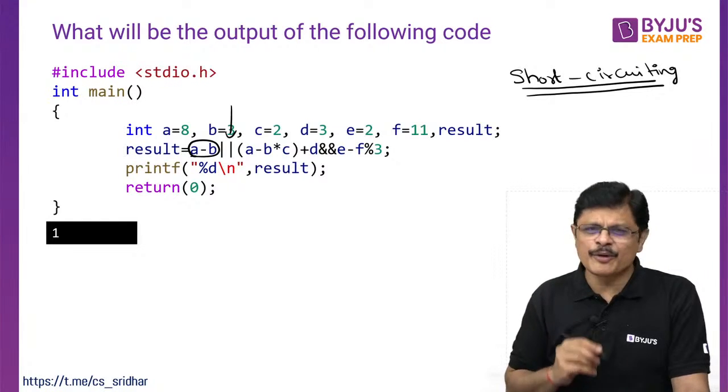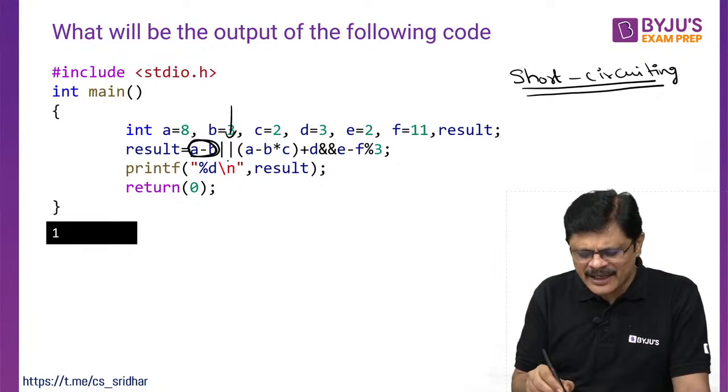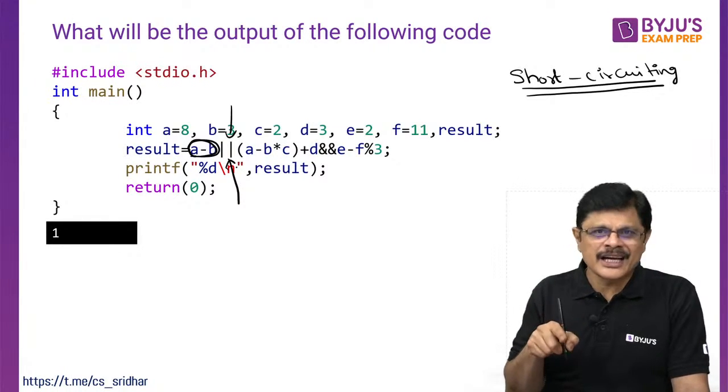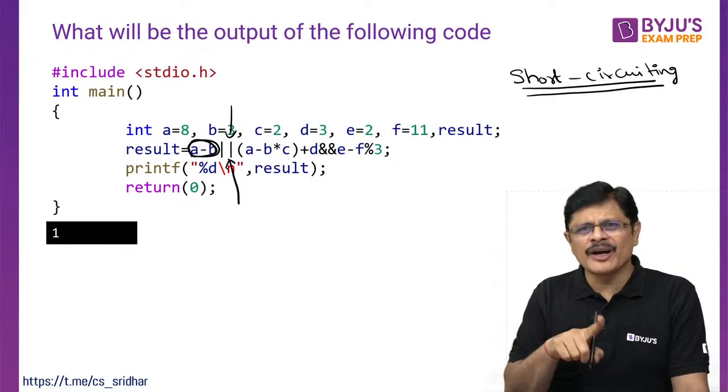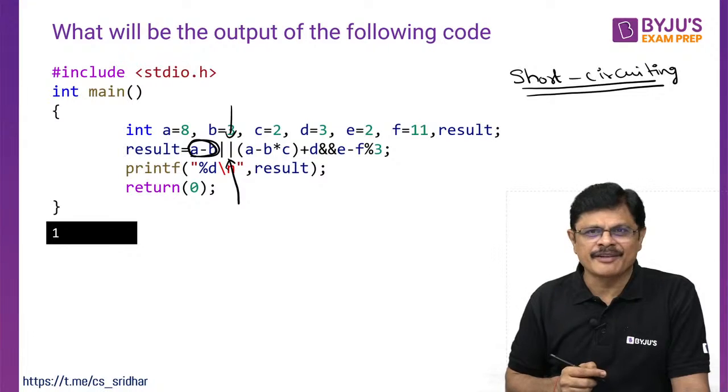So here the answer would be 1, because 8 minus 3 is 5. Ultimately, the final operation would be logical or. 5 means 1, and 1 or anything is 1. So the answer would be 1 for this, my dear friends.